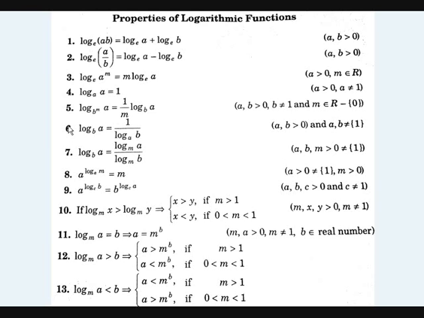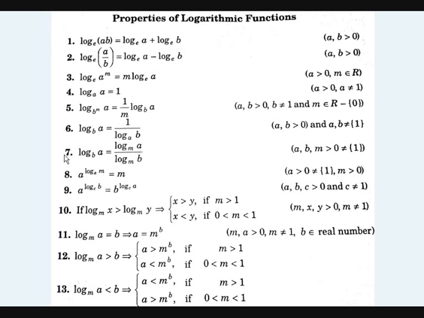Now the sixth property. The sixth property is that if there is a logarithm log A base B, then it can also be written as 1 by log B base A. Okay, now here what will be the conditions? A, B should be greater than 0 as always. The base should not be equal to 1, so A, B not equal to 1.